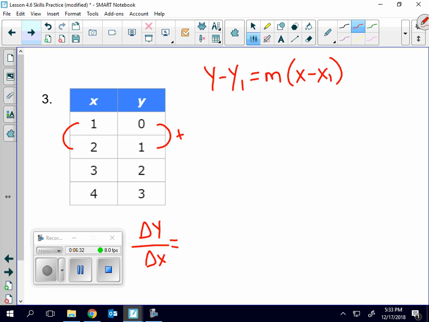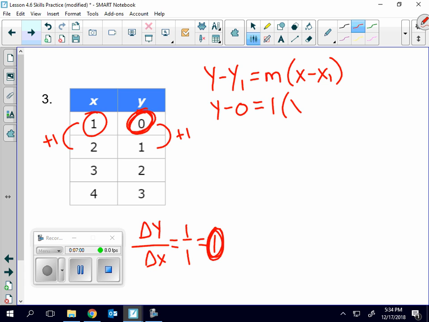Well, this goes up by 1. This side goes up by 1. That's 1 over 1, which just equals 1. So there's my slope. Here's my x1. Here's my y1. Plug in those three things. Y minus y1. Here it is, y minus 0 equals the slope is a 1 times x minus 1.